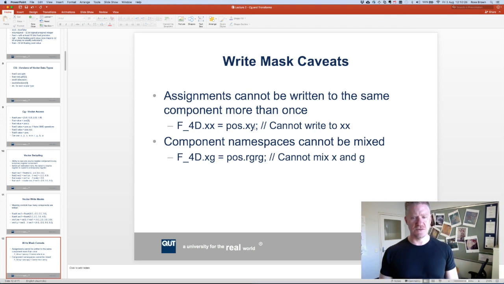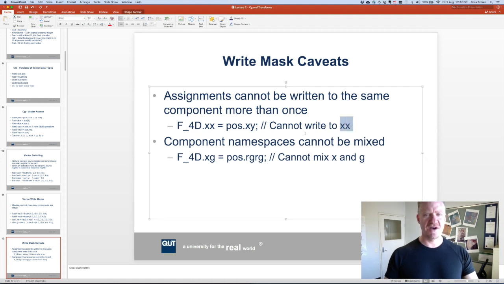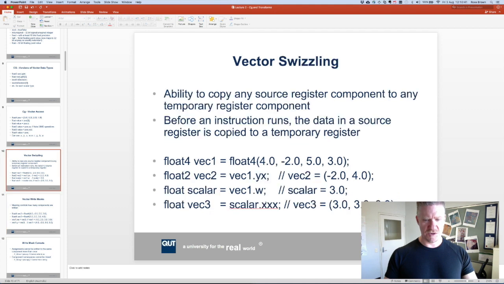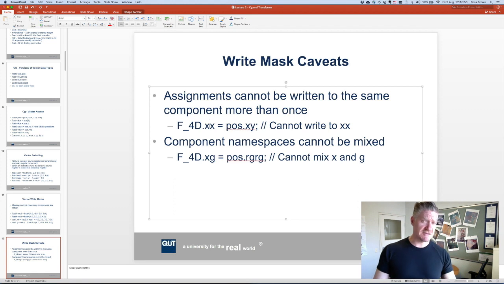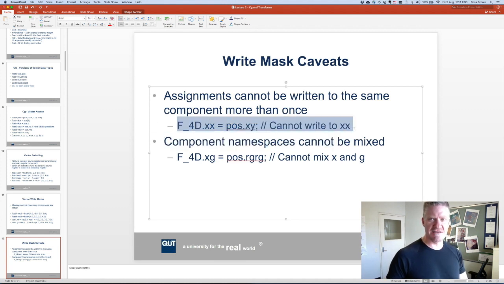Some write mask caveats, or some swizzling caveats, and so forth. Assignments cannot be to the same component more than once. So you can't write to x, x. It made sense in the swizzle because you're saying make a copy of this, all right, I'll make 3 copies of x. Here, you're saying I only want to write to x, and I only want to write to x. That's a tautology, logically inconsistent, and therefore isn't allowed in the semantics of the language. So in this case, that's just illegal. You'll find that should generate a syntax error for your shader.